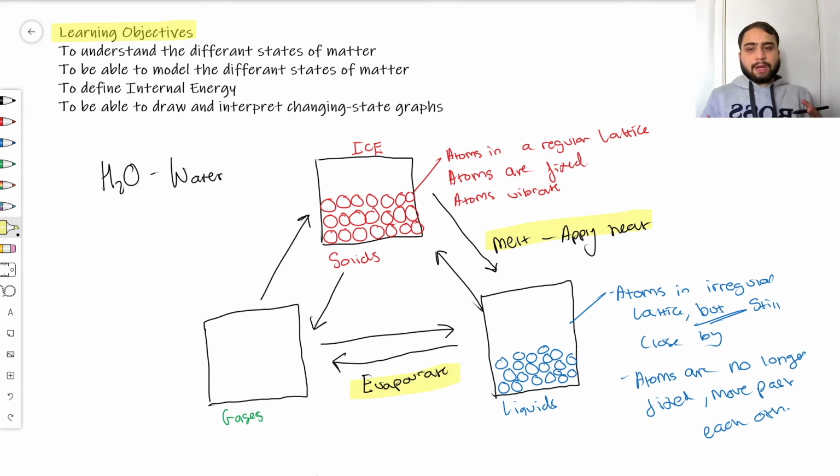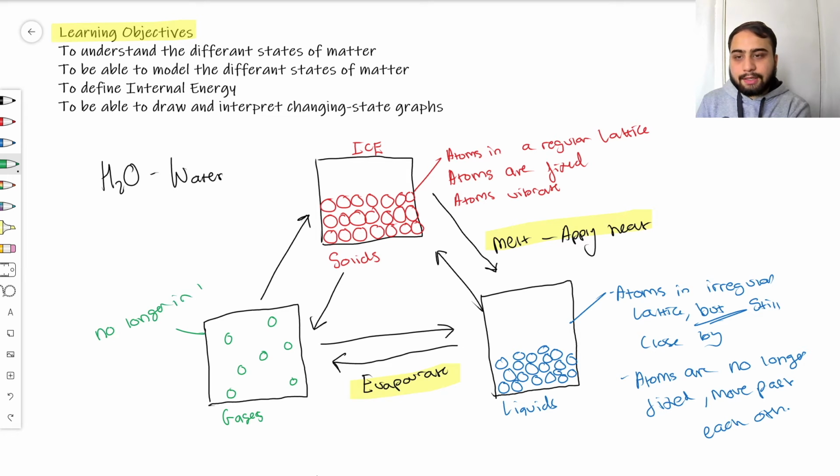Now, when we evaporate our liquid, we add energy into our atoms. Our atoms get very excited, right? They get a huge amount of kinetic energy in their store. That means that they vibrate faster and faster. Now that they vibrate faster and faster, they can put a huge amount of distance relative to solids and liquids between each other. And that means that the atoms are no longer in any form of lattice.